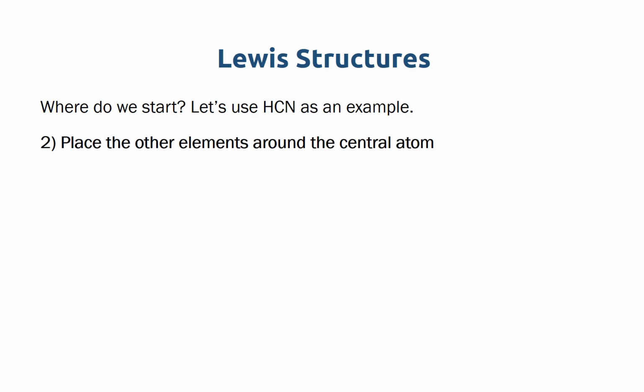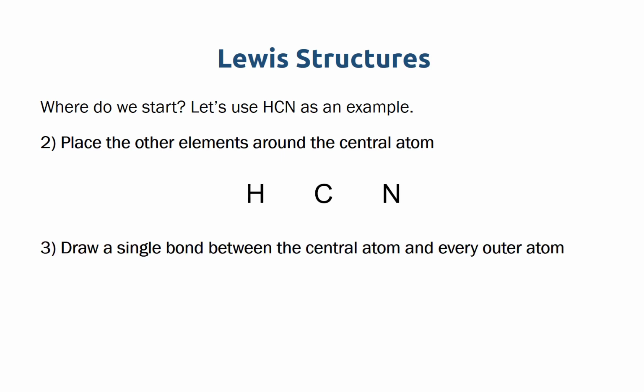The second step is we're going to place the other elements around the central atom. We decided that carbon was the central atom, so hydrogen and nitrogen can get placed next to the carbon. Next, we want to draw a single bond between the central atom and every outer atom. So we're going to draw a single bond between carbon and hydrogen and between carbon and nitrogen.